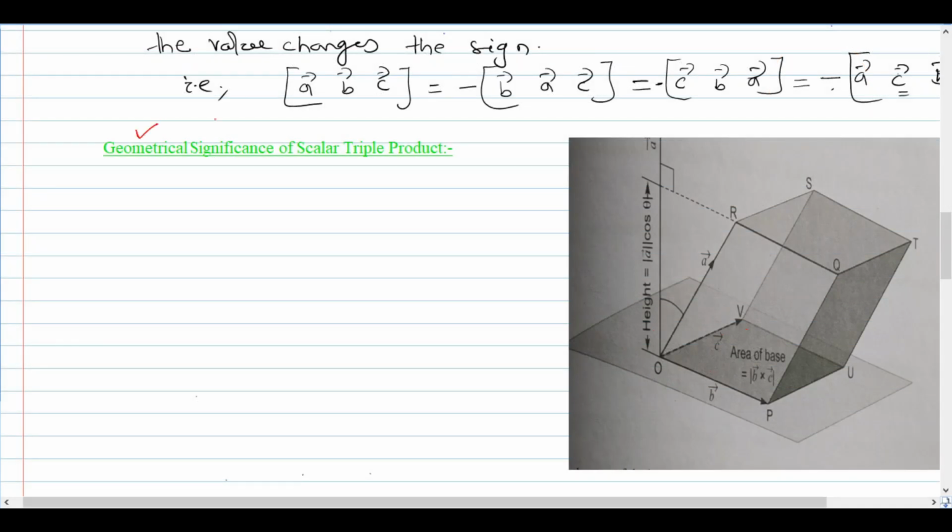Now we'll take geometrical significance, or you can say geometrical interpretation, the interpretation of the scalar triple product.